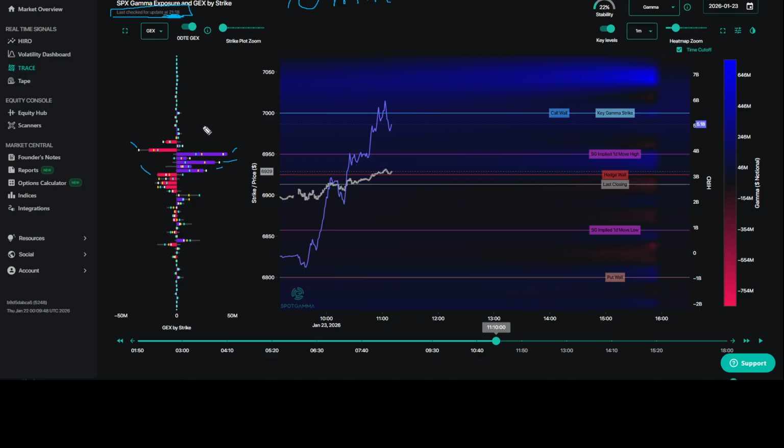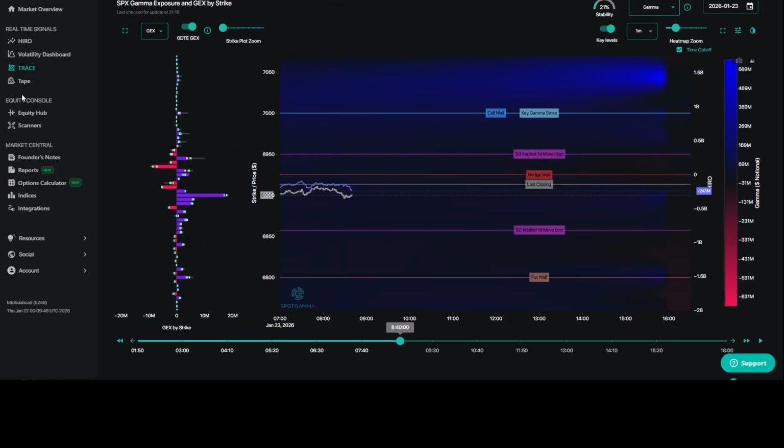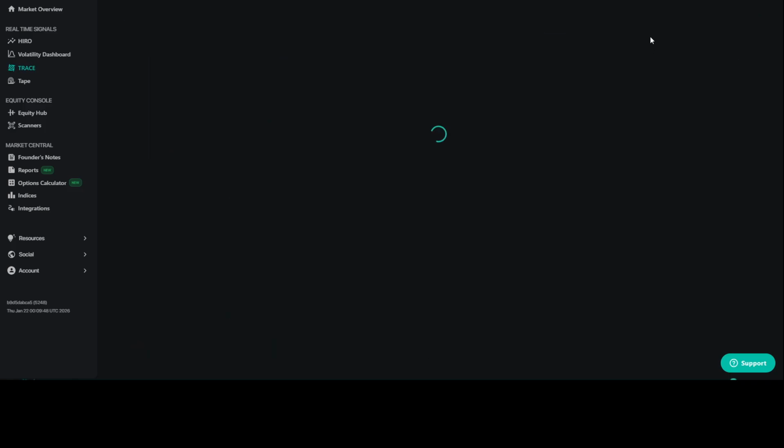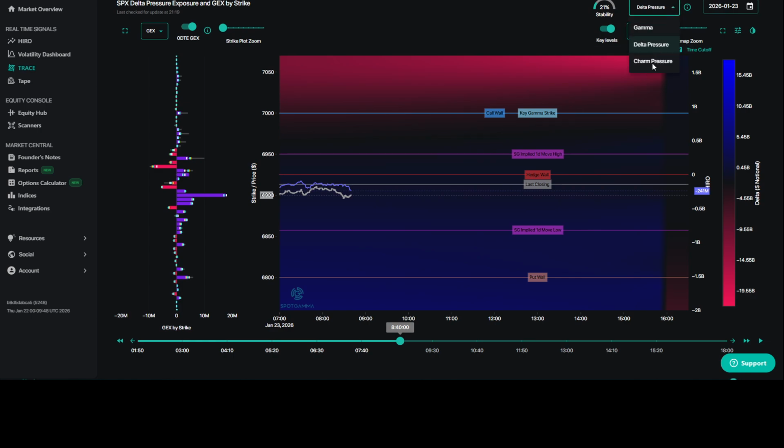But in GEXBox, the bar changes every second. This is an advantage. But also the SpotGamma Trace, in this section, has a powerful feature: you can see here the gamma map. All these background colors are the gamma maps, the delta pressure, and the charm pressure. You have to research these concepts.